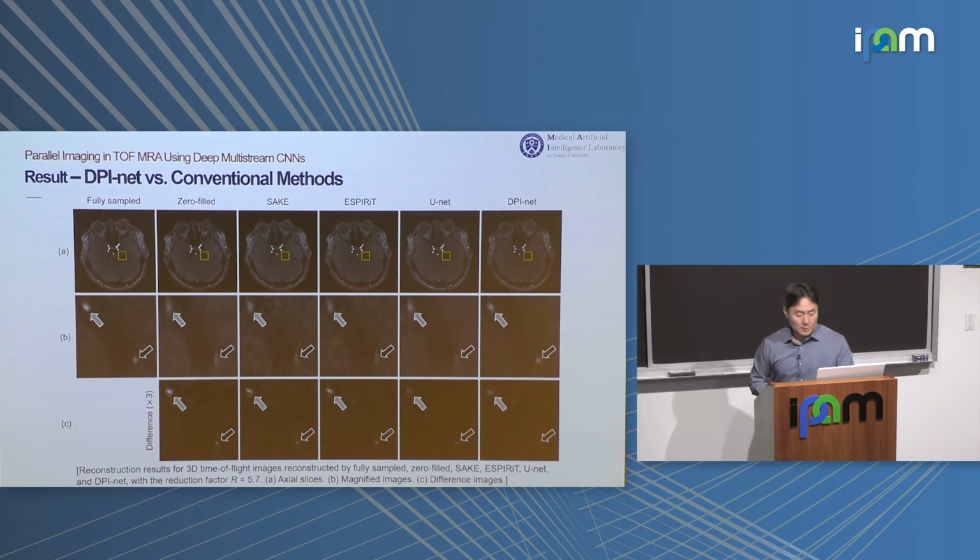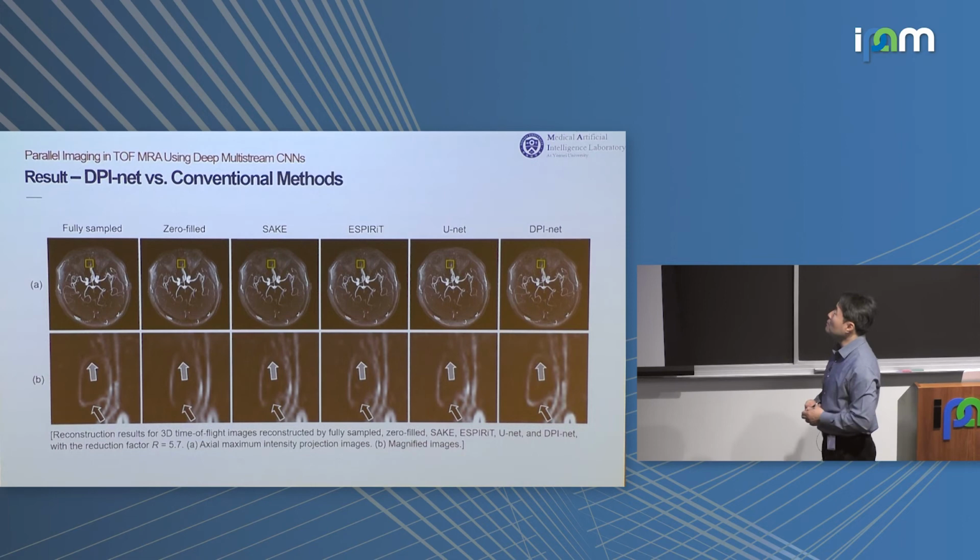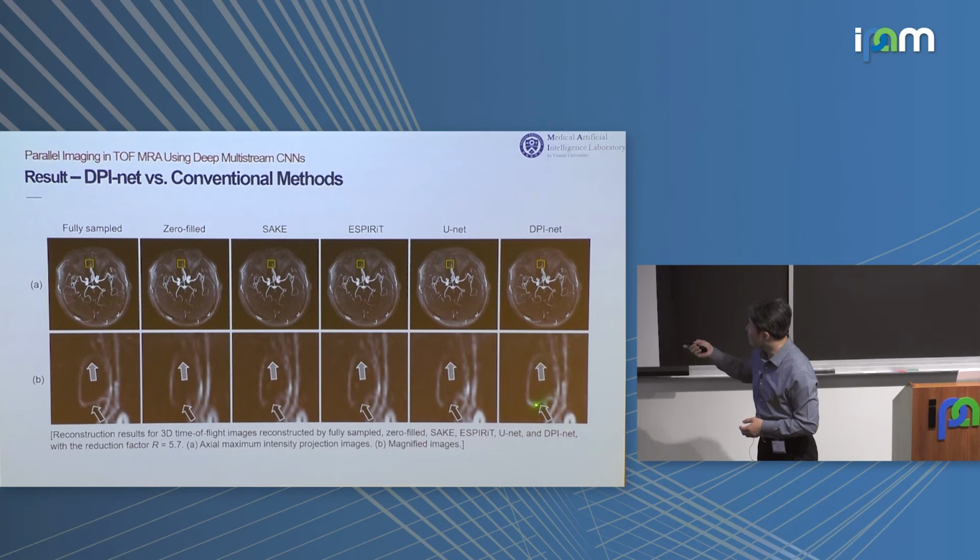Right here is another example. We compare the conventional methods and even the U-Net structures. But if we use the multi-stream strategy of deep learning, then we can retrieve those structures and those vessel structures pretty well compared to the others.